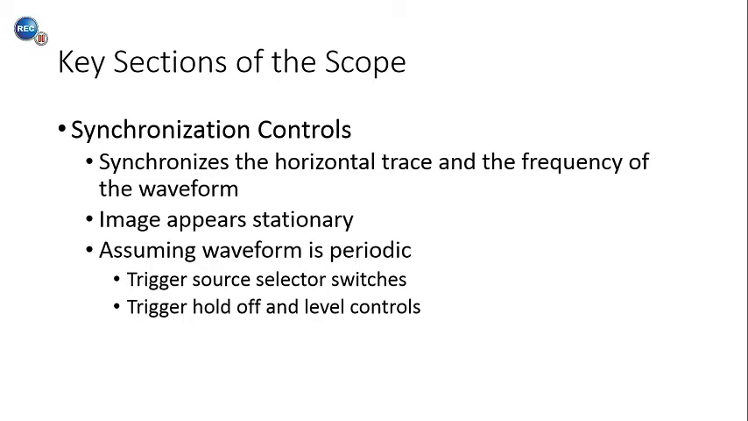As long as the waveform continues to repeat itself over and over, the image on the screen will appear to be stationary. But if the signal is not periodic, we can use external trigger sources, and this will cause only one trace of the image to appear on the screen. It will be remembered, and then it will be repeated over and over again, and this will produce what appears to be a stationary image.